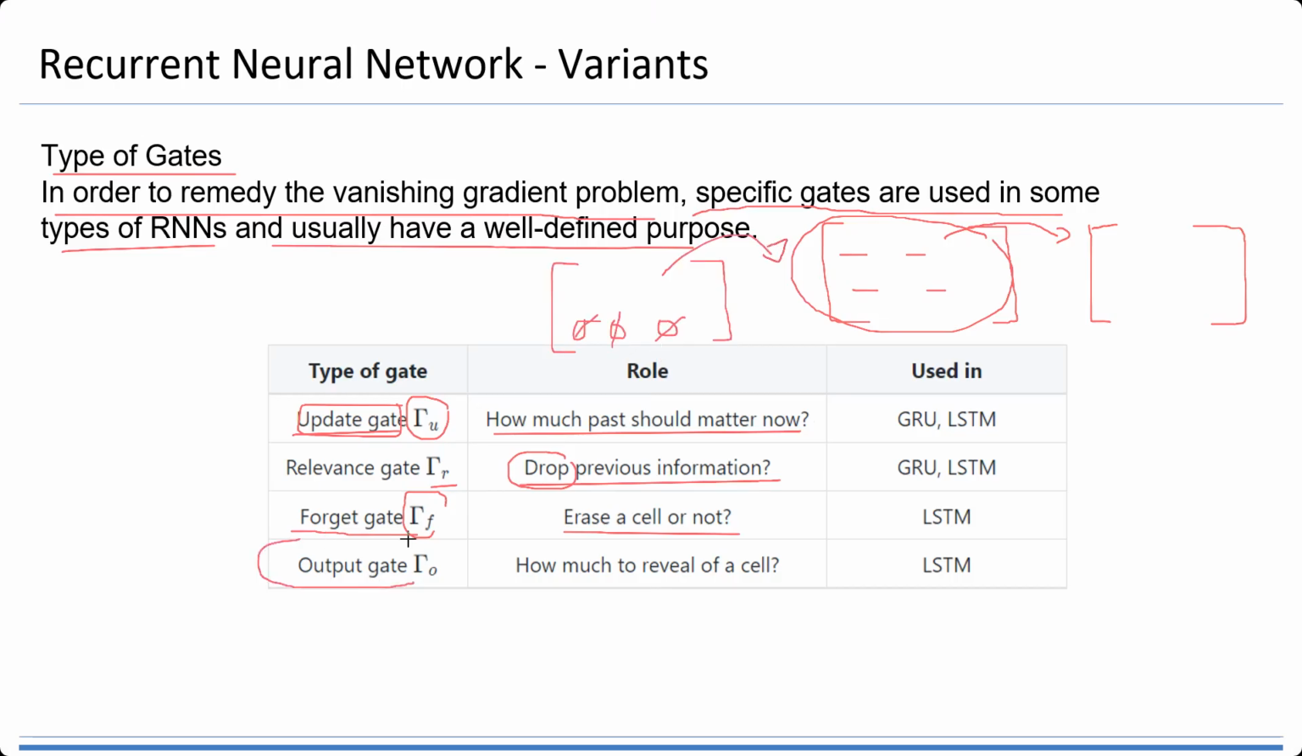And the output gate, how much to reveal of a cell? Because after you remove the gate or after you transform any value on the weight, the matrix might have a different size. Then you need to reveal something in order to make the output equal to the hidden state in the next step. Okay, so we have the output gate.